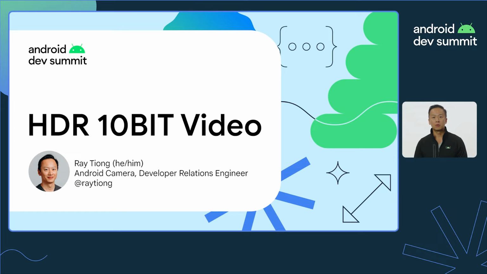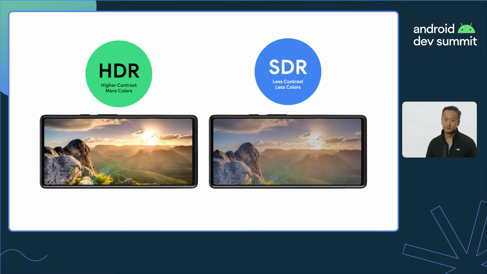In this talk, we'll walk through how to implement HDR 10-bit video. High Dynamic Range, or HDR, allows for higher contrast and more colors over today's standard dynamic range.